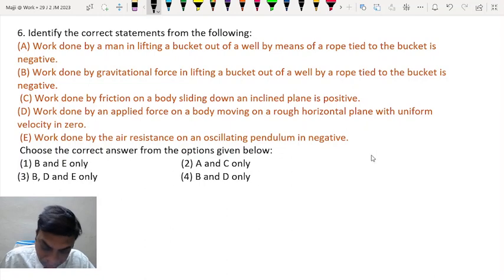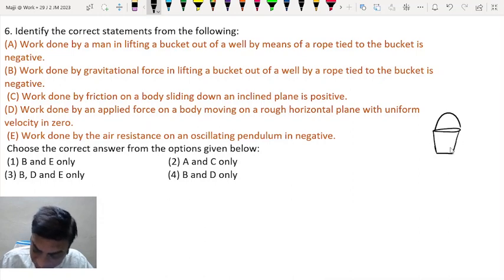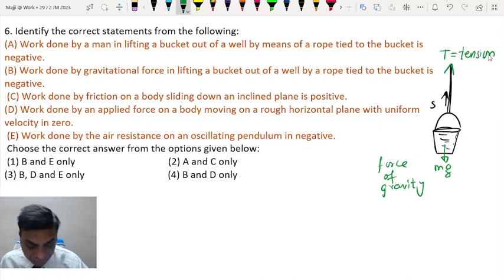a bucket full of water being drawn out from a well. So this is how the string must be there, and the displacement is up. Now if you draw the free body diagram, you can see the weight of the bucket is mg, which is also the force of gravity, and the tension in the rope, or string, is up.